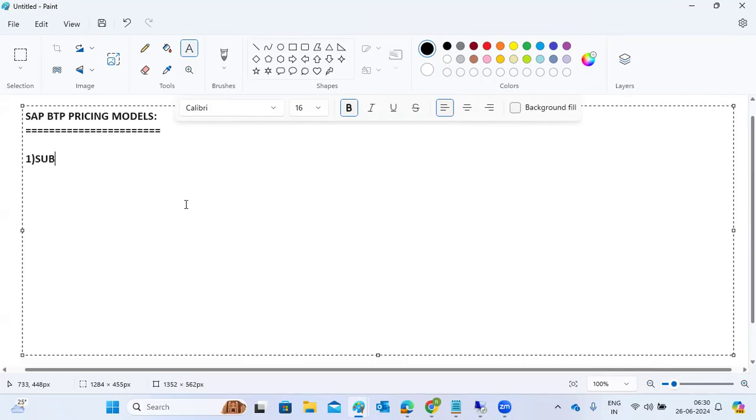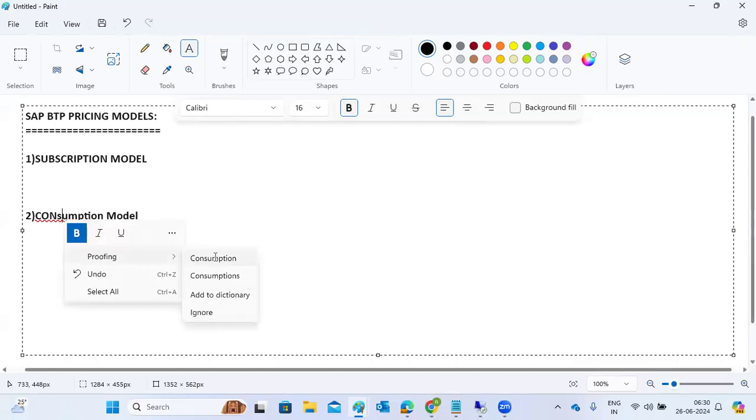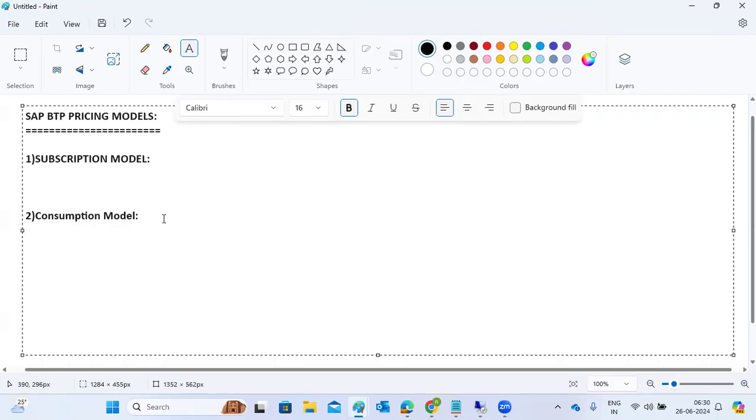One is the subscription based model. The second one is called the consumption model. Subscription based model and consumption based model. We have here subscription and consumption. They are the two types of licensing models here. Right? For the BTP global account, we have the two types, subscription and consumption based model here.